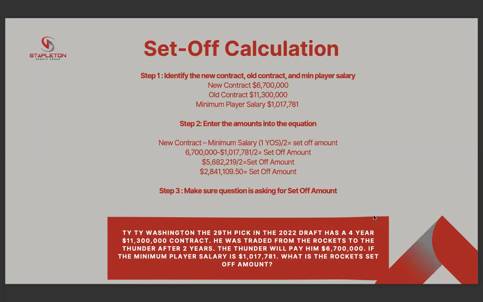So we take the new salary at 6.7 million and we subtract the minimum salary, and then we get $5,682,219. And then we divide that by 2, and that gives us $2,841,109.50. That is the set off amount. If this question is simply asking what is the set off amount, that is the answer. Now, if the question asks us something different, that is when we would have to move to the next steps in the calculation. But from the feedback I've been receiving over the years, this is just what they want, the set off amount.